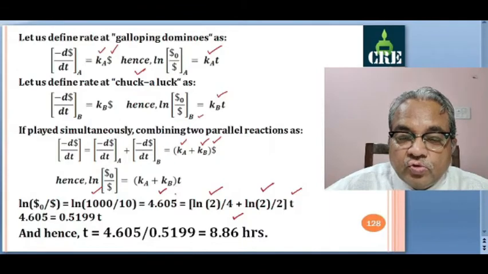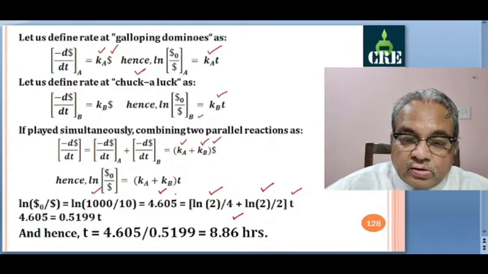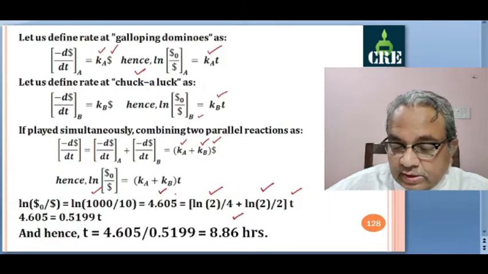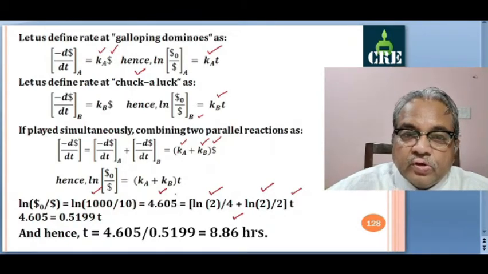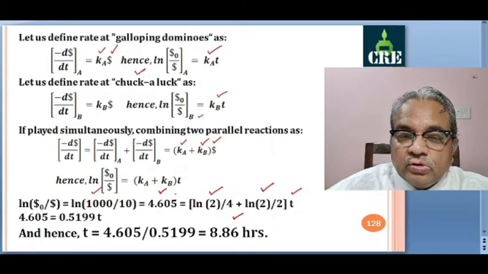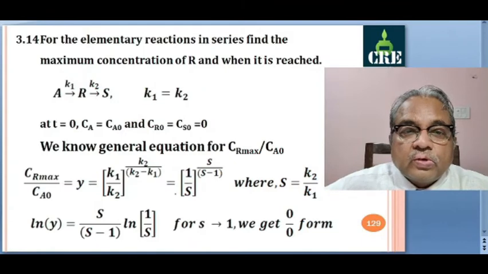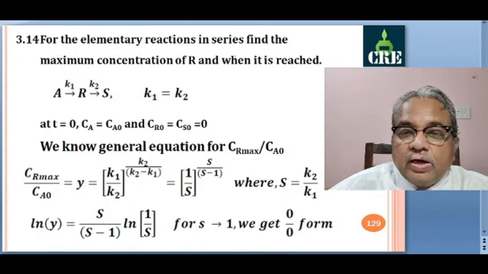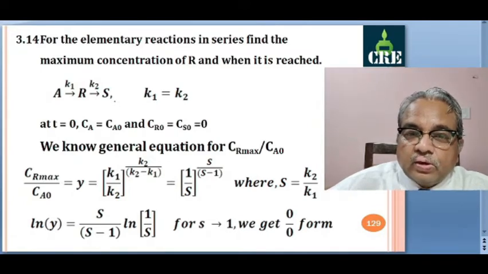So he can play both the games simultaneously till only $10 are left in his hand. So this is exactly similar to the reactions in parallel and similar integrated form of rate law we have used. For elementary reactions in series, find the maximum concentration of R and when it is reached. So we have seen this derivation where we can find out Cr max, T max, that means maximum concentration value and when it is reached.